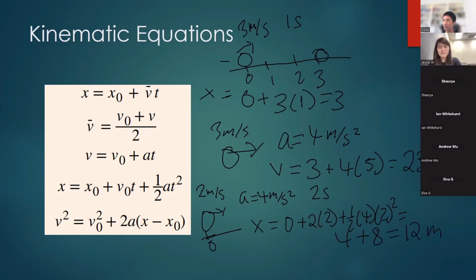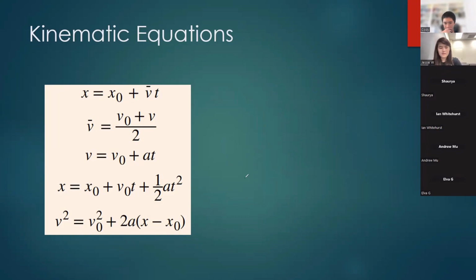Okay, and then for the fifth equation, use it for when you don't have time, like when you're not given time. Each of the equations kind of has one variable missing. So you have to figure out which equation you want to use depending on what you're given in the question, right? You'd use the last equation if you aren't told anything about time, but if you are told the initial and final velocity and the acceleration, then you use it to find the distance, right?